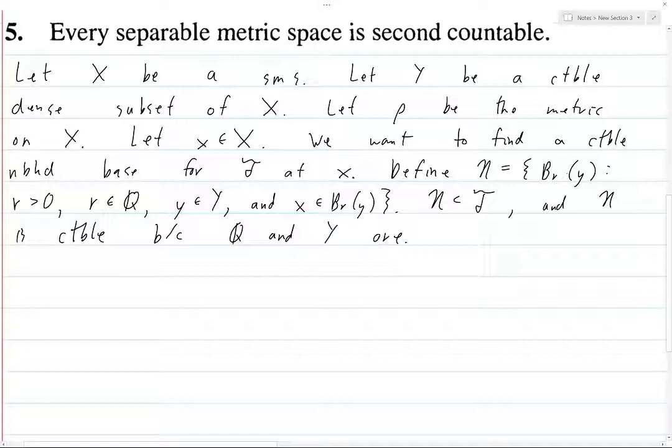And so the size of N is, let's see here, for each r in Q and for each y in Y, we get an element in N. There are only countably many choices for r, because r is taken from the rationals. And there are only countably many choices for y, since y is taken from the countable dense set Y. And so there are only countably many choices for a ball B(r, y), and thus there are only countably many choices for an element of N, and so N is countable.